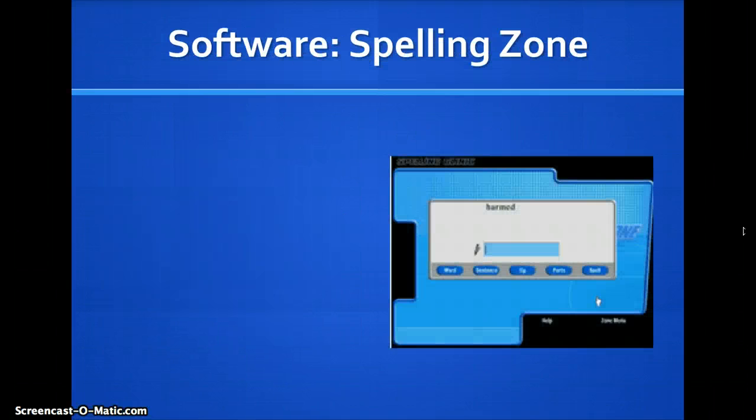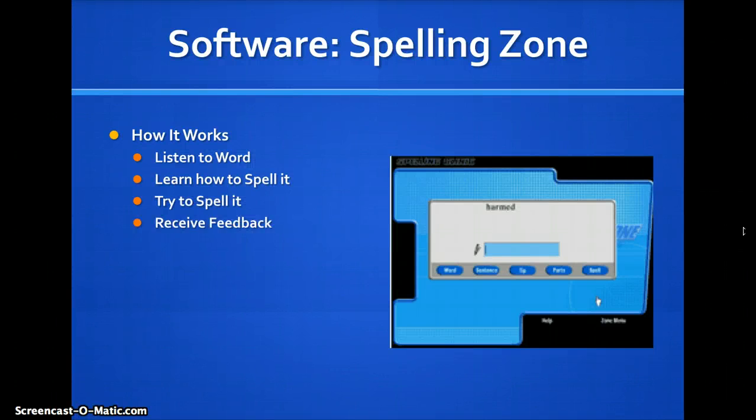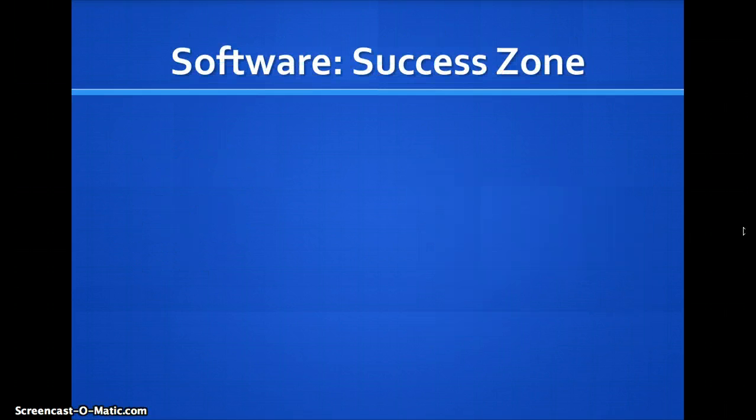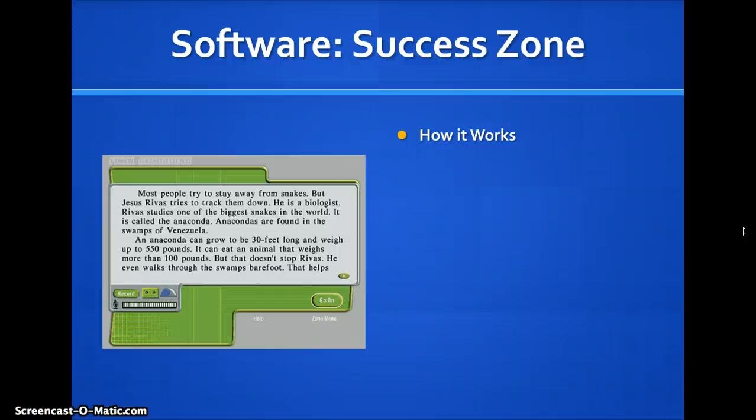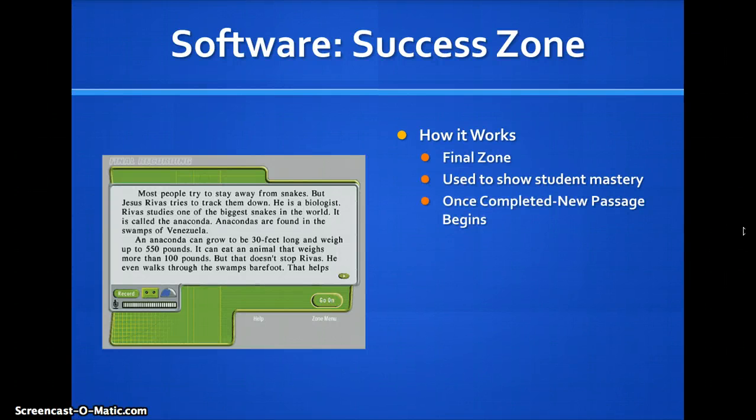The spelling zone helps students practice spelling by listening to a word, learning how to spell it, and trying to spell it. They receive feedback right away as to whether or not they spelled the word right and what mistakes they made. The success zone is the final zone. Students can only access it once they've demonstrated mastery in the other zones. Once they complete it, they can move on to a new passage. It addresses the skill of comprehension.